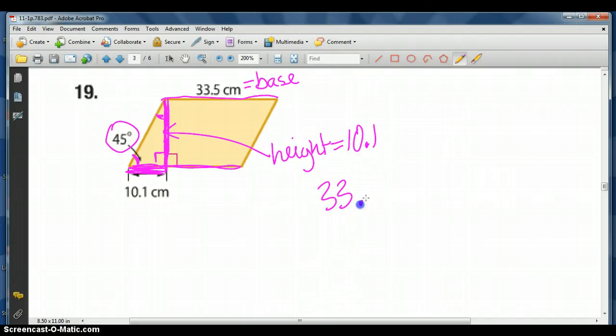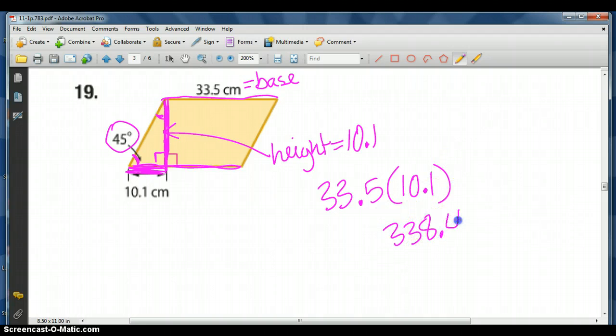So simply take 33.5 times 10.1, and you wind up with 338.4 square centimeters.